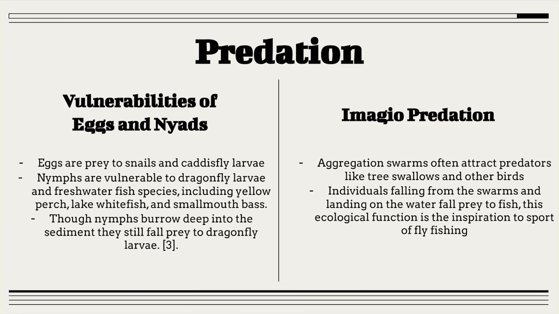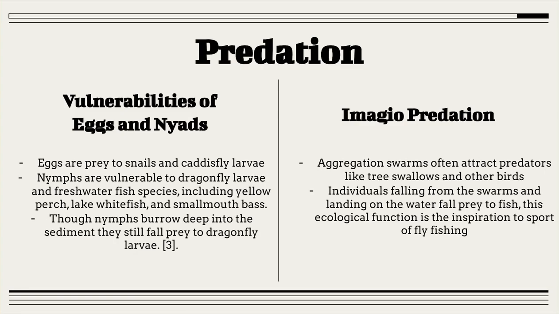Nymphs are vulnerable to dragonfly larvae and freshwater fish species. Though nymphs burrow deep into the sediment, they still fall prey to the dragonfly larvae. Once fully mature, the giant mayflies still face vulnerabilities as aggregations are a host for many predators like tree swallows, other birds, and even dragonflies. Falling from swarms onto the water allows fish to prey on them as well. This ecological function has greatly influenced the sport of fly fishing.